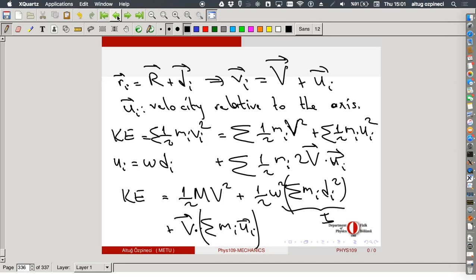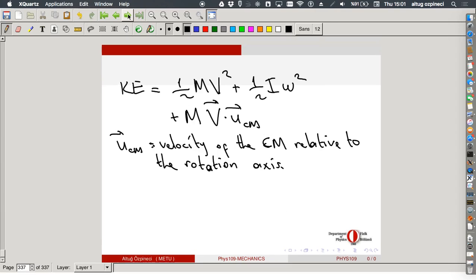And if you remember, we always wrote the total momentum of an object as the total mass times the velocity of the center of mass. But of course, here the velocities are all relative to the rotation axis. So the velocity of the center of mass is also relative to the rotation axis. So in the kinetic energy expression, okay, these two are nice. This is something that we didn't expect, but it's just there. But we can get rid of it. Now, we can get rid of it if we choose the rotation axis to pass through the center of mass.